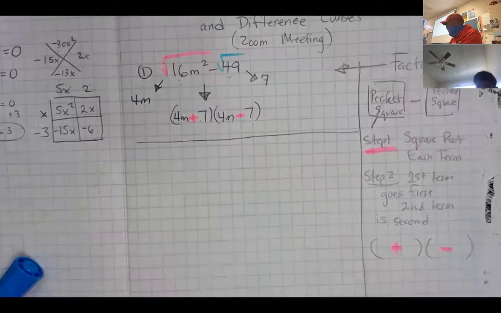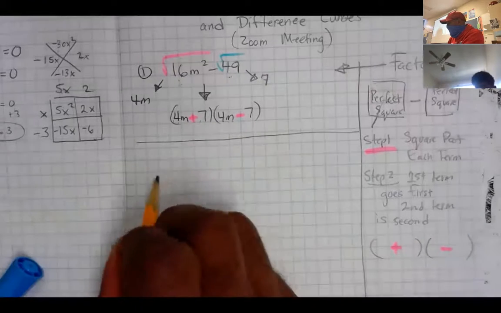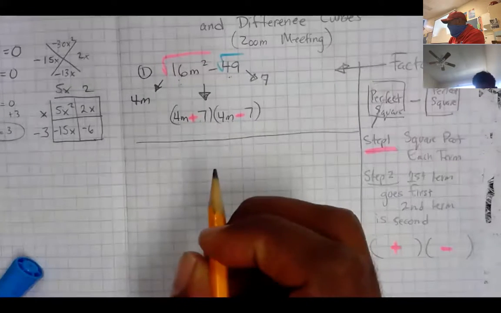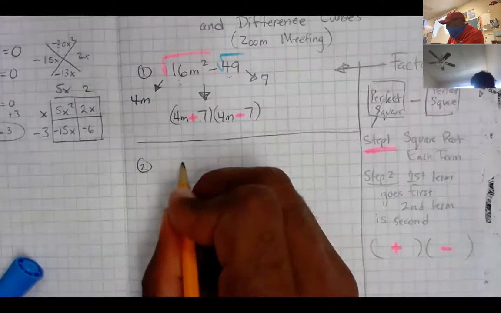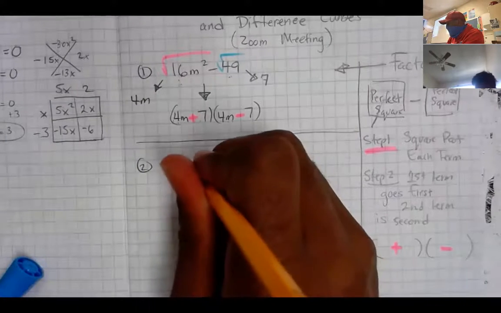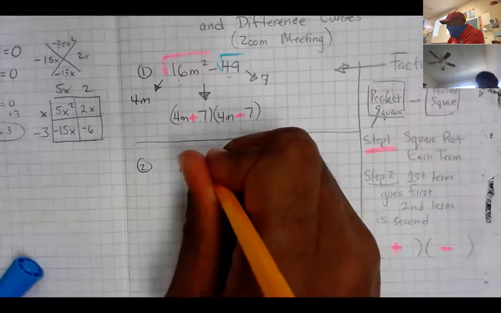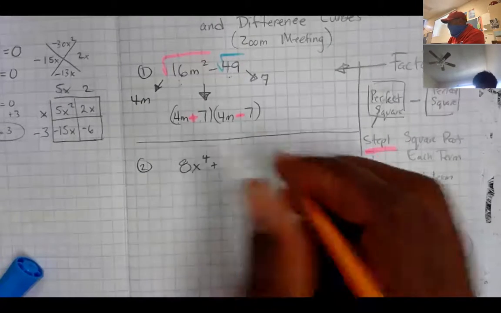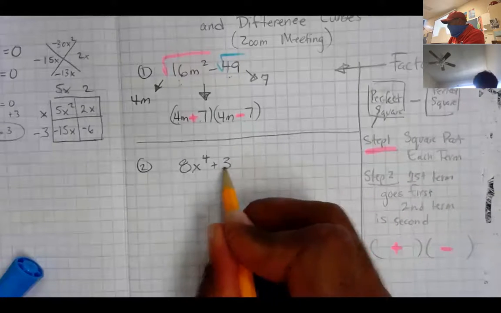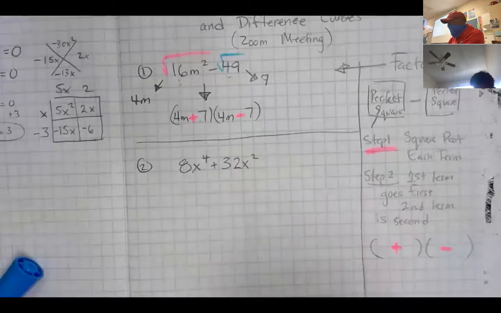Okay, so show that one more time. Let's actually look at it, let's do 8x to the 4th plus, let's do 32x squared.